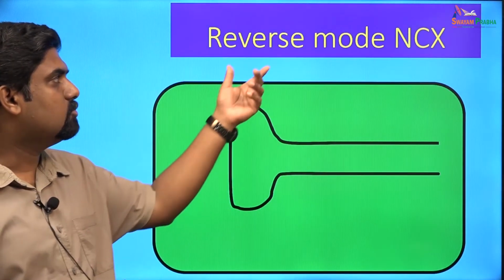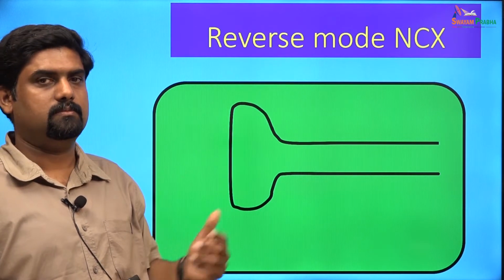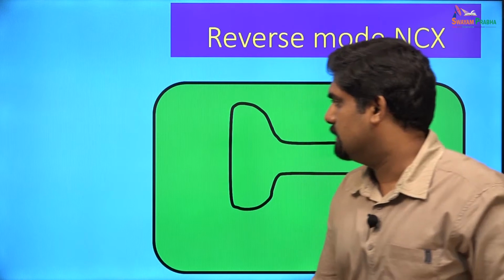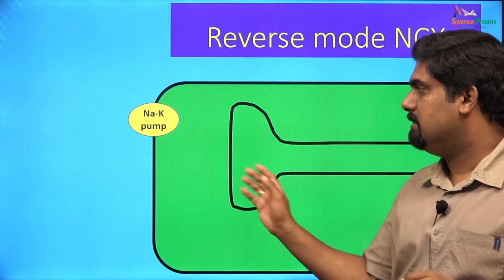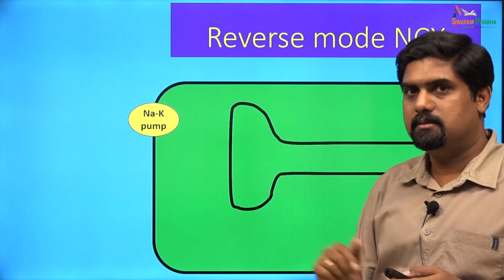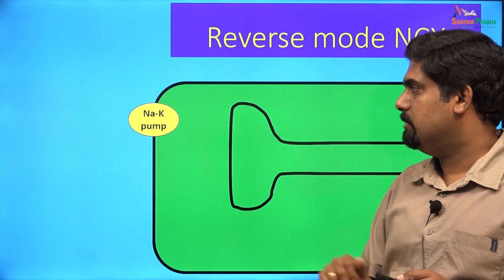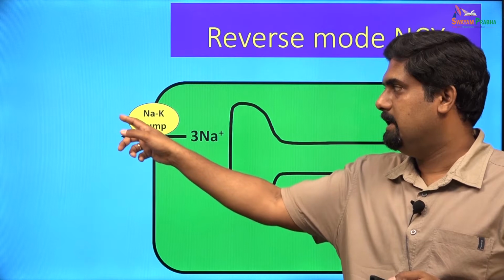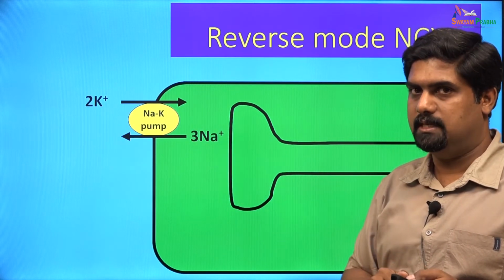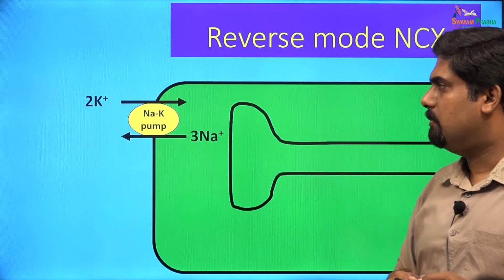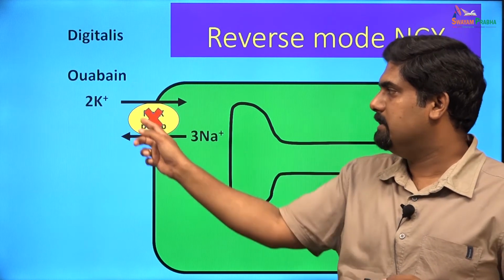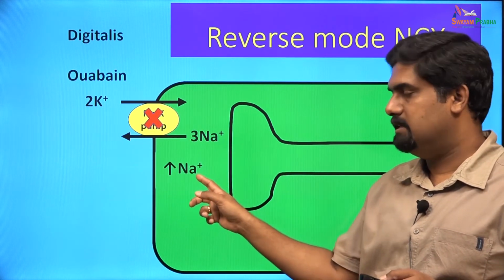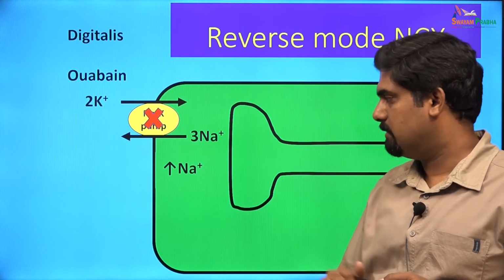Now NCX can also operate in the reverse mode, that's called the reverse mode NCX. So we'll see that. Again, this is a cardiac cell. We have the sodium potassium pump present on the cell membrane. We know that the sodium potassium pump pumps 3 sodium from inside to the outside and takes in 2 potassium from outside to inside. Now various drugs like digitalis and ouabain can block this sodium potassium pump, and this will cause an increase in intracellular sodium concentration.